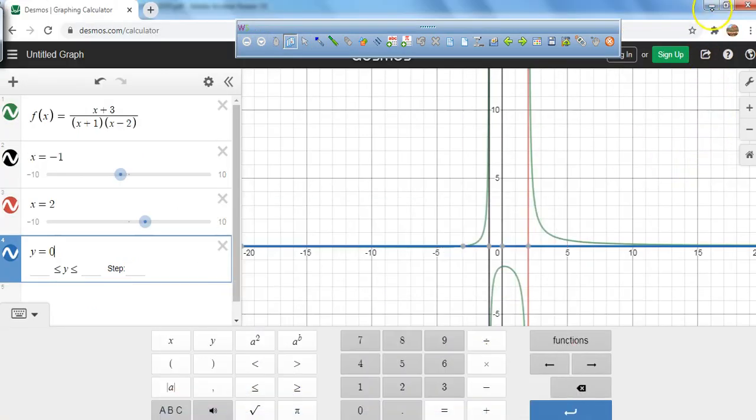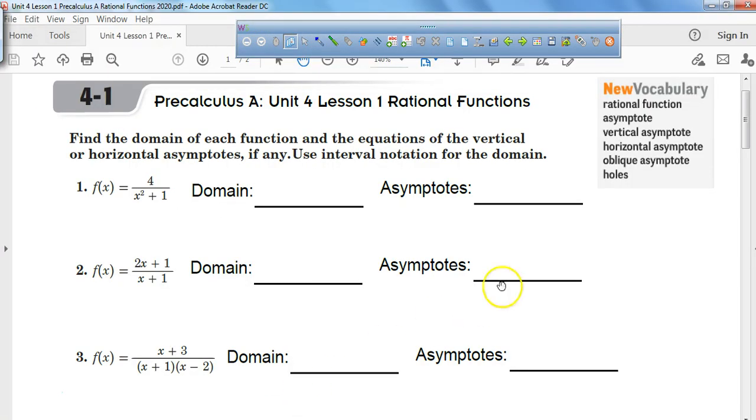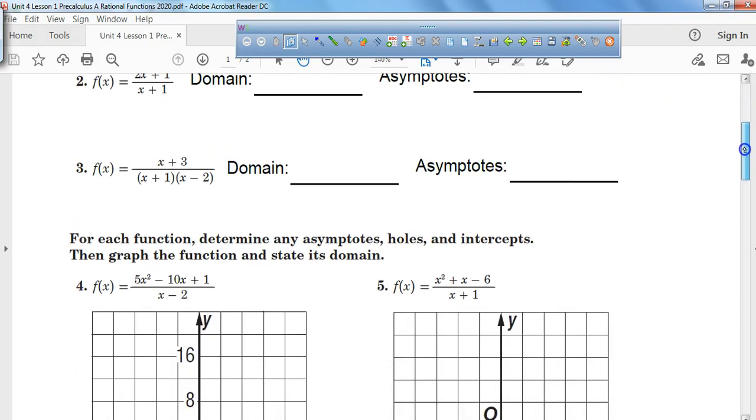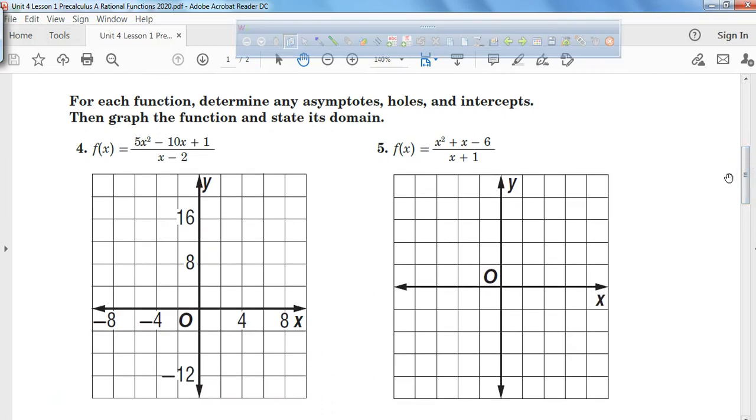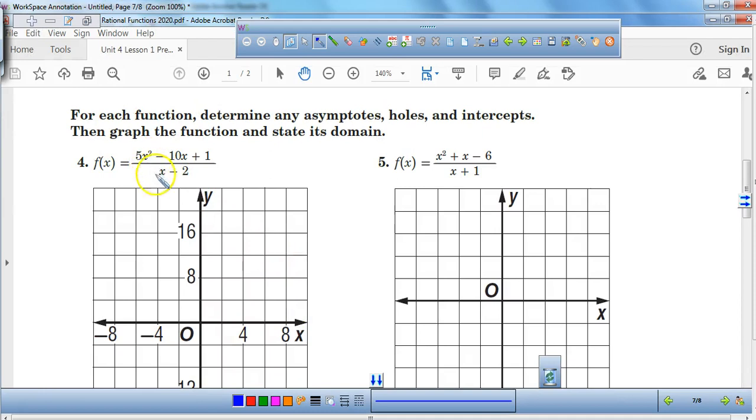All right. So now that we're done with that, let's move on down and we'll talk about what's called a slant asymptote. Let's check this out. We've got 5x squared minus 10x plus 1 all over x minus 2. What I want you to do right now is write this out in your journal. You can see that the power on top is bigger than the power on the bottom, therefore there is no horizontal asymptote, but we do have a slant asymptote.